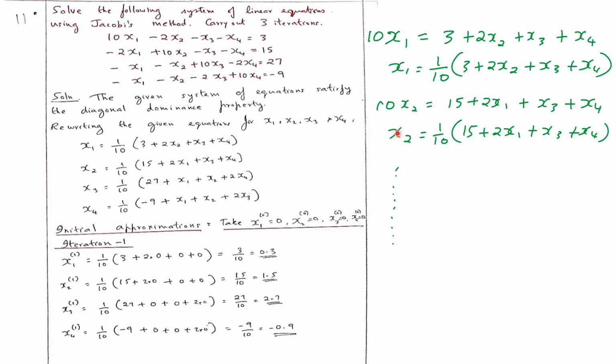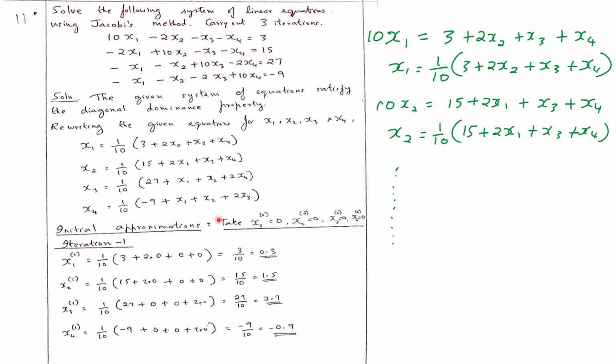We want the equation for x2, so the 10 goes over and you write it as 1 by 10 into 15 plus 2x1 plus x3 plus x4. The same way you can get the equations for x3 and x4. See, I have written them here. The first 2 I have explained; the third and fourth I have not, but you can use the same logic and you will get these 4 equations. Don't memorize any of this; you just have to continue from the given equations.